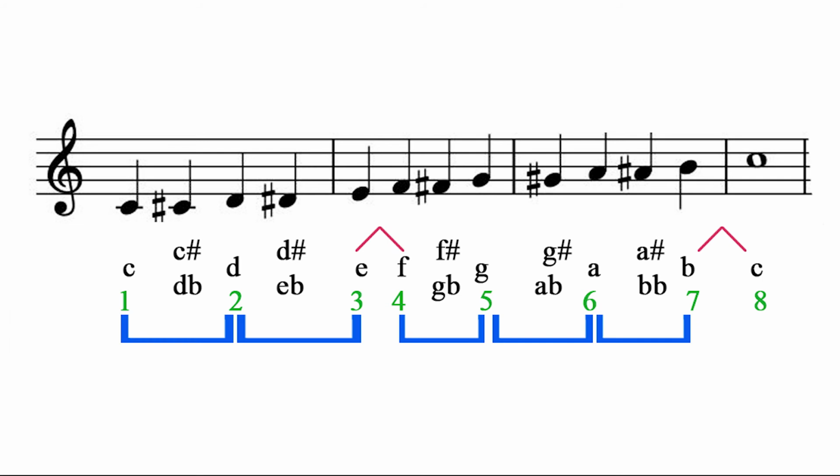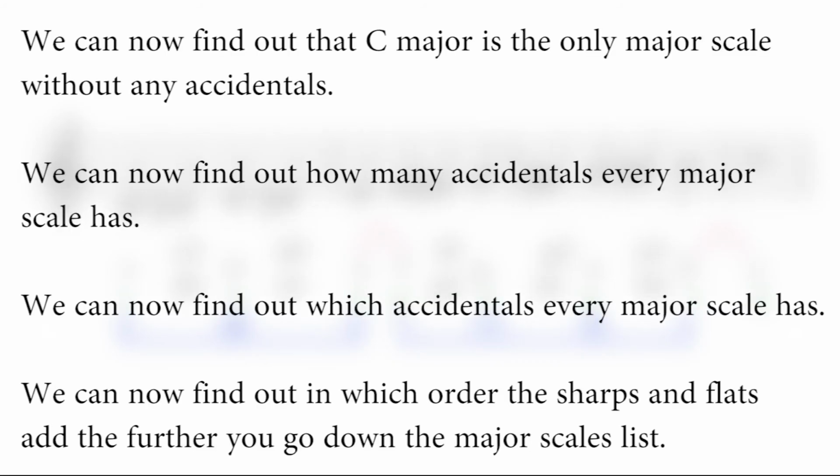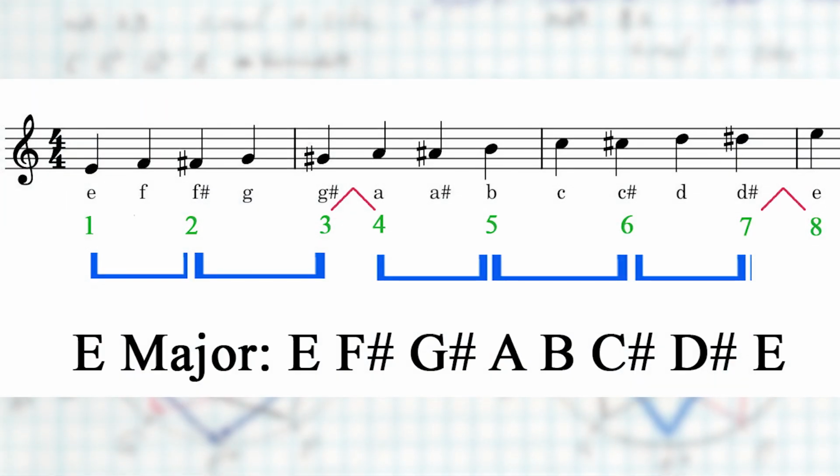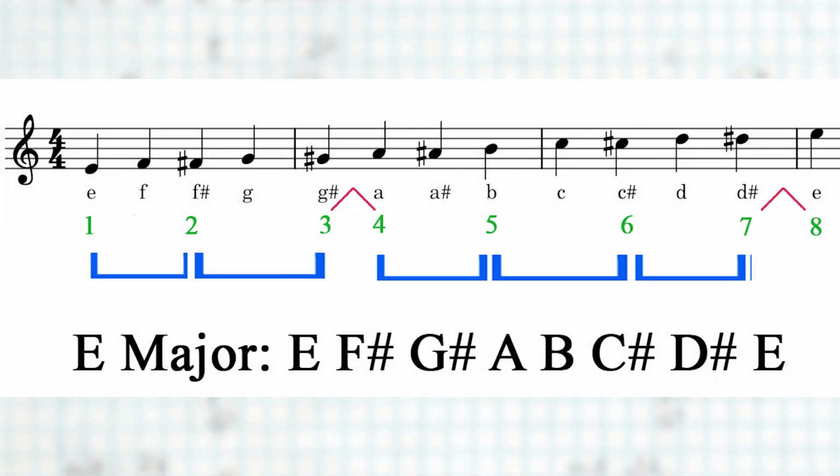This enables us to figure out several different things. We can now find out that C major is the only major scale without any accidentals. We can now find out how many accidentals every major scale has. We can now find out which accidentals every major scale has. We can now find out in which order the sharps and flats add, the further you go down the major scales list.